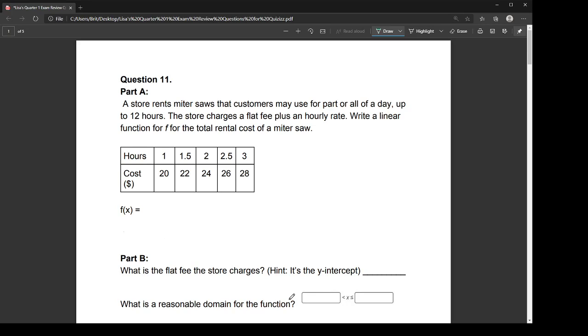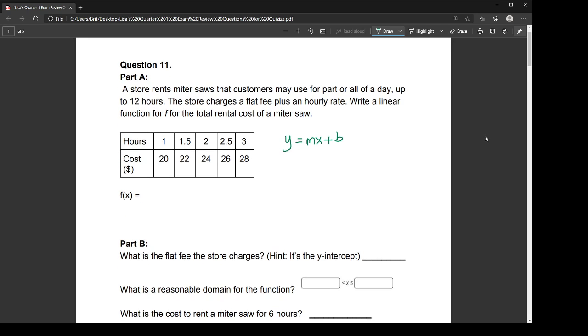In this problem, we are looking at a store that rents miter saws that customers can use for part or all of the day for up to 12 hours. So the store is charging a flat fee plus an hourly rate. What they would like us to do is write a linear function for the total rental cost of the miter saw. Usually this linear function is written in the form of y equals mx plus b. So it's that slope-intercept form.